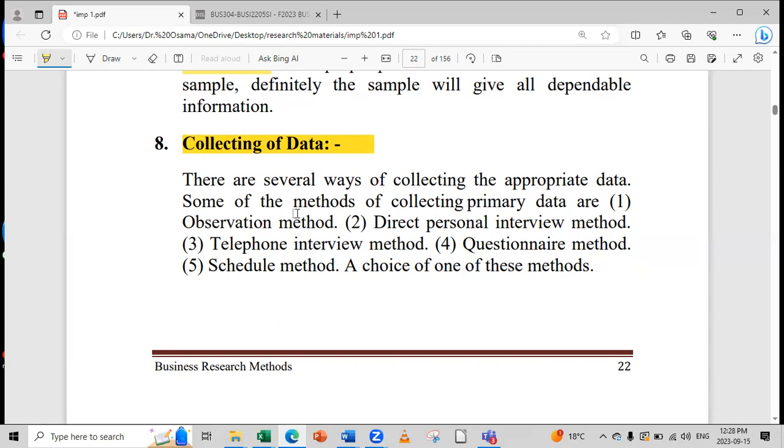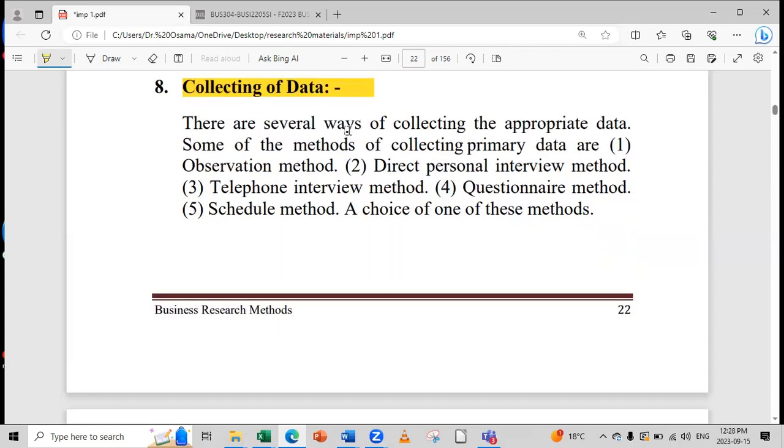Okay. So collecting the data, first you will collect the primary data. Primary means what? That we collect it for the first time. Secondary data means that we get it from the books. So primary: the observation method, direct personal interview method, telephone interview method. These are the ways to collect the data.